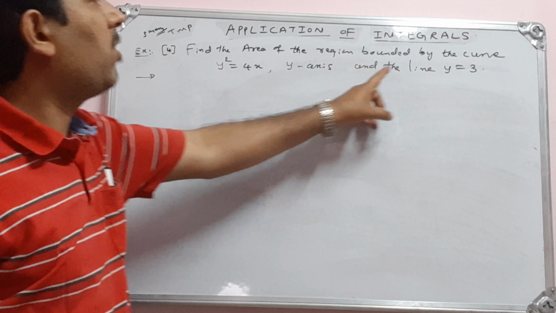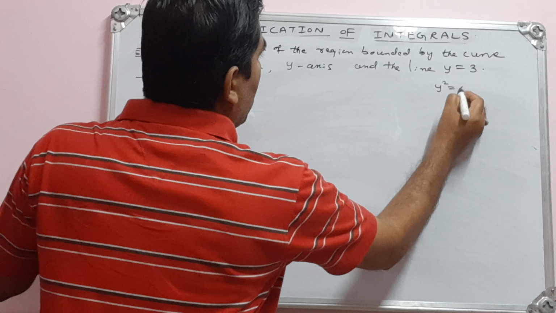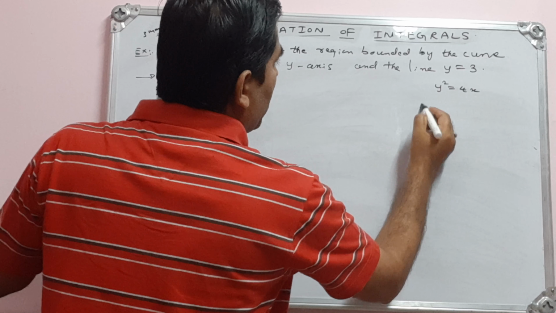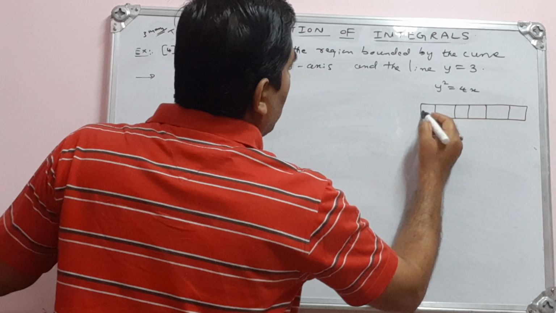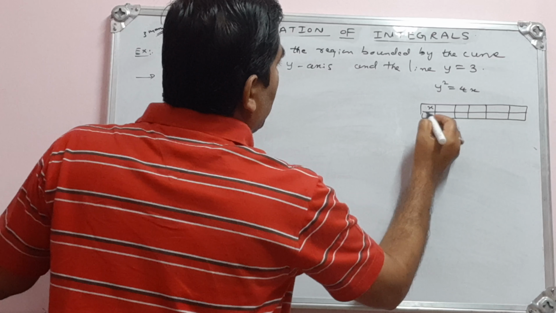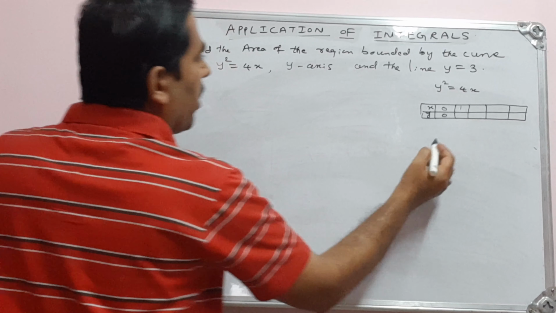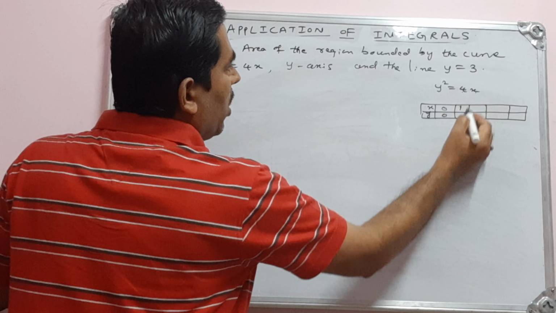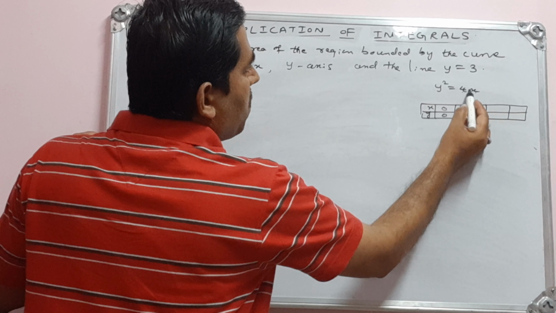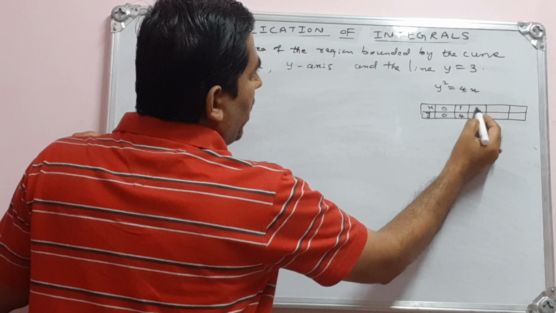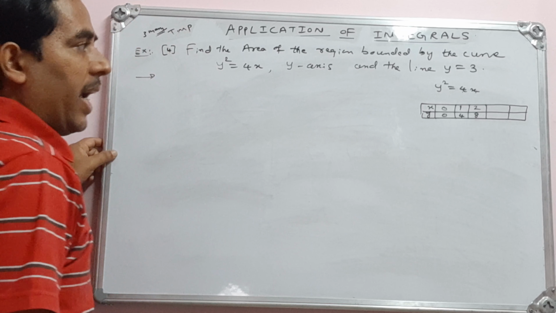Okay, so you find the area of the region bounded by the curve y square is equal to 4x. Okay, see, y square is equal to 4x. So we know this is also a parabola. So let us mark some of the values. So this is x and y. See, if I give x is equal to 0, so it will be 0. Then if I give x is equal to 1, 4 into 1, that is 4. Then if x is equal to 2, so I'll get what? Y is equal to 8.